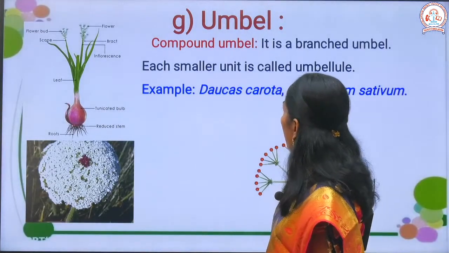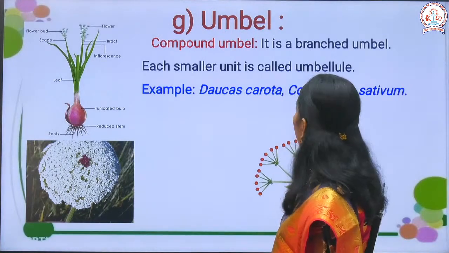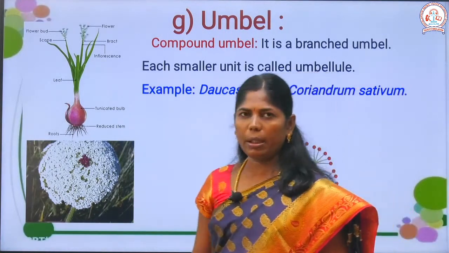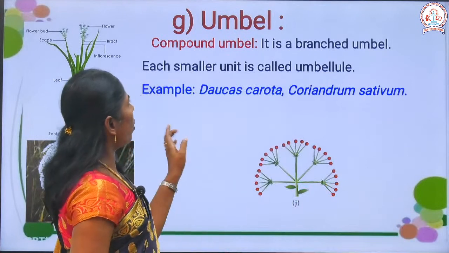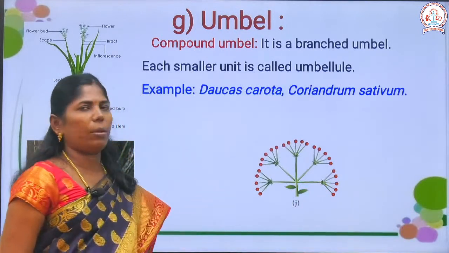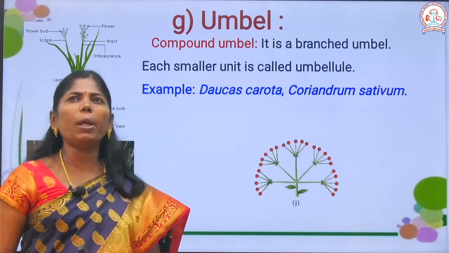So next one is the umbel. In the umbel it is a branched umbel. Each and every smaller unit is called an umbellule. That is considered as an umbellate type.